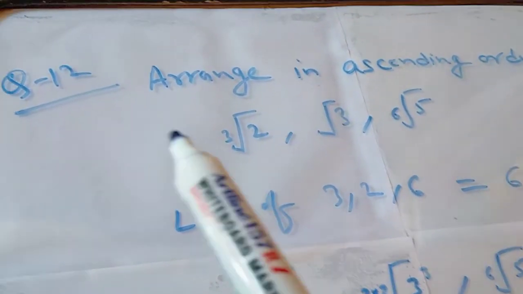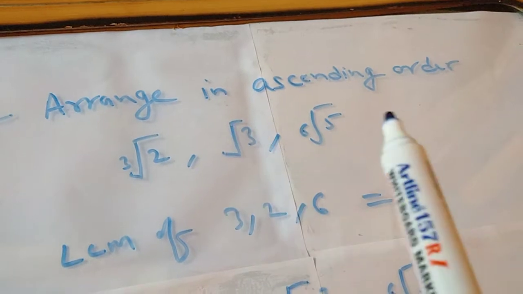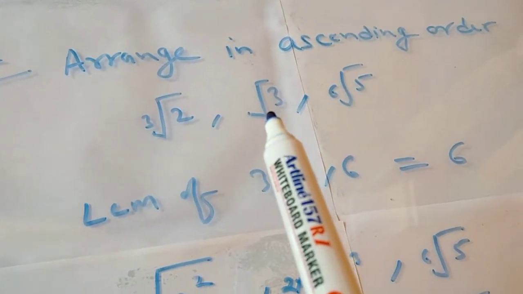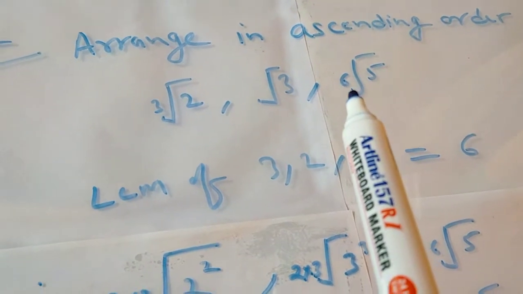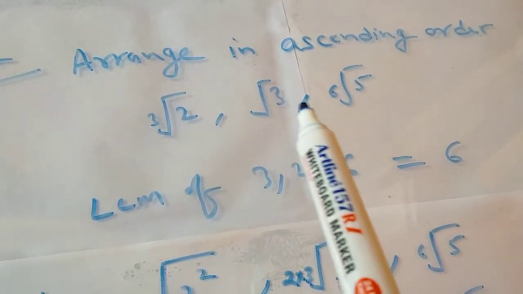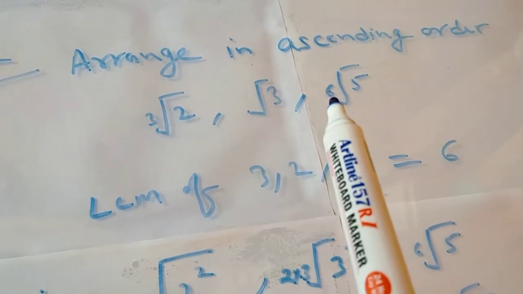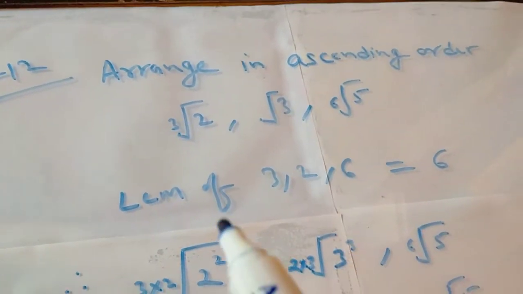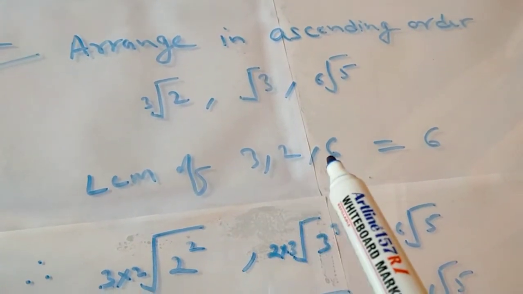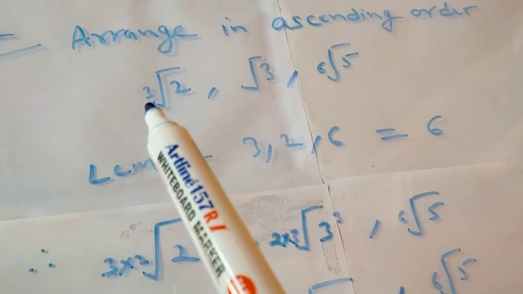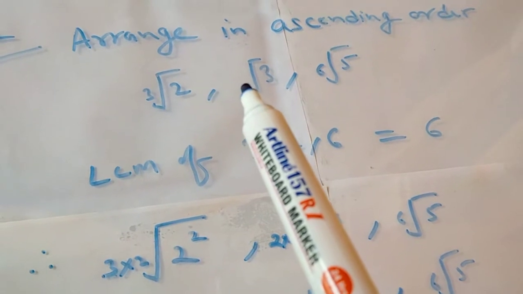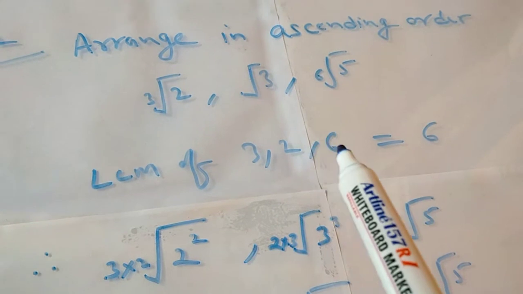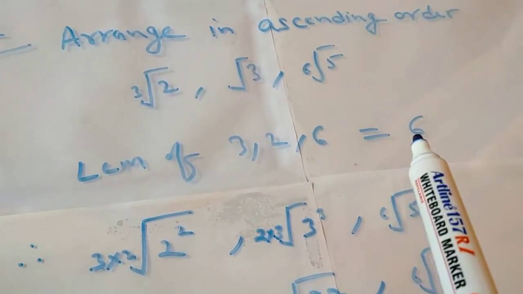Now we have to discuss question number 12. In this question we have to arrange in ascending order: the cube root of 2, the square root of 3 and the sixth root of 5. All are irrational numbers. Ascending order means from smallest to greatest. So first of all, you have to get the LCM of the roots. The roots are 3, 2, because square root means 2 is written here, and 6. The LCM of 3, 2 and 6 is 6.